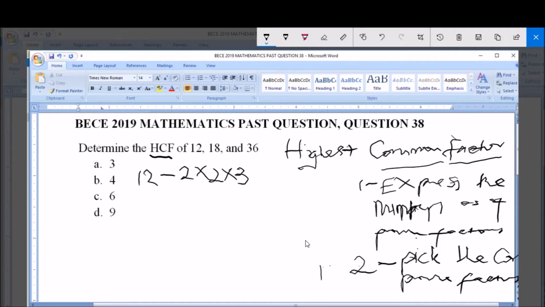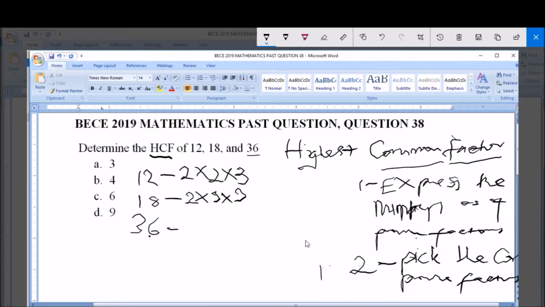Now we move to 18. We start with the lowest prime number, which is 2. Can 2 go into 18? Yes, 9 times, so we write down the 2. Can 2 go into 9? No, so we move to the next prime number, which is 3. 3 can go into 9 3 times, so we write times 3, and the remaining 3 goes into 3 once, so times 3. So we have 2 times 3 to give us 6, and 6 times 3 to give us 18. So we move to our next number, which is 36.